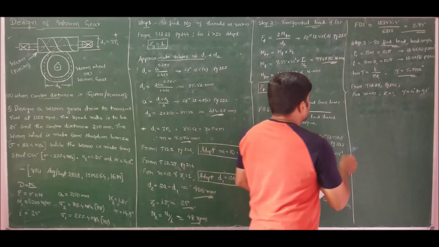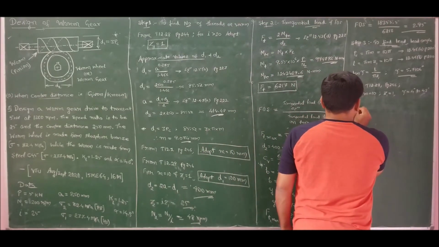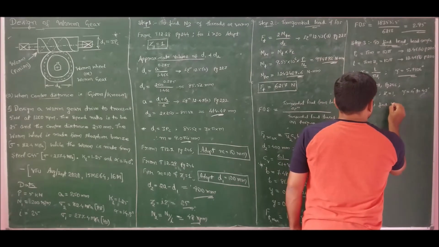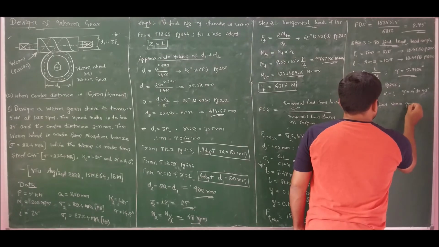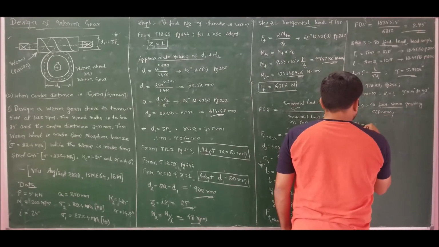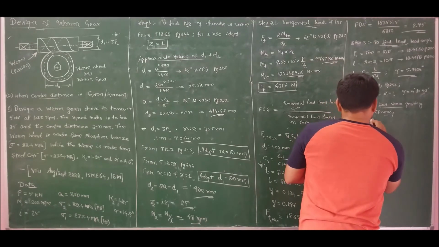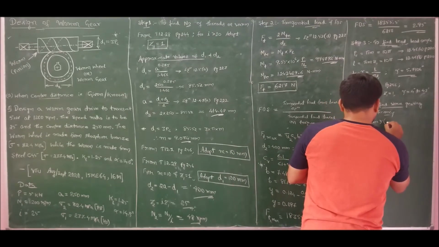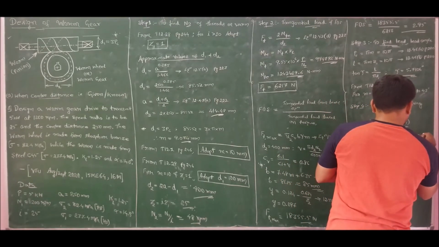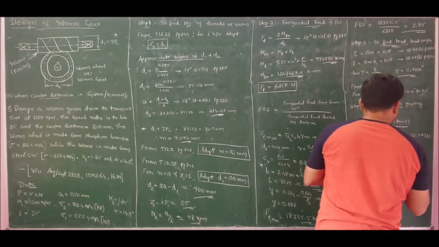Now moving to step number 4. Step number 4 is to find worm gearing efficiency. The worm gearing efficiency eta is given by tan gamma into (1 minus mu tan gamma) divided by (mu plus tan lead angle). This is from equation 12.57d of our design data handbook.